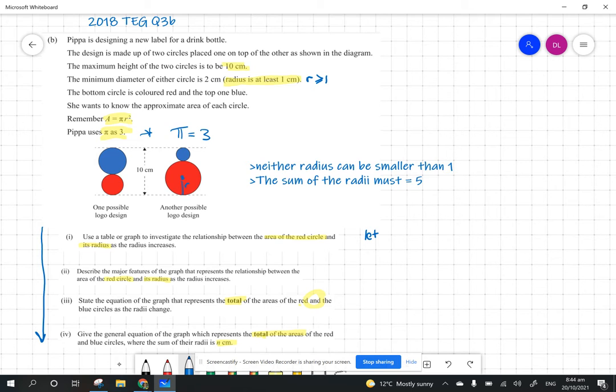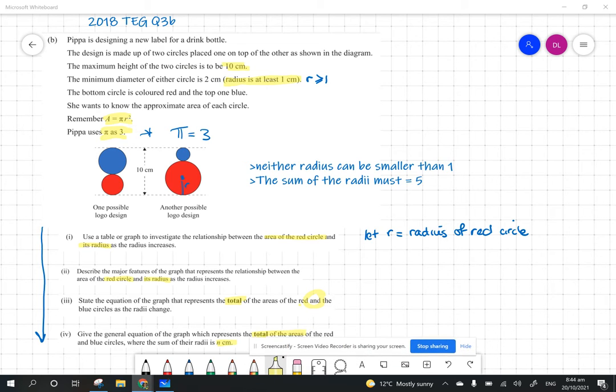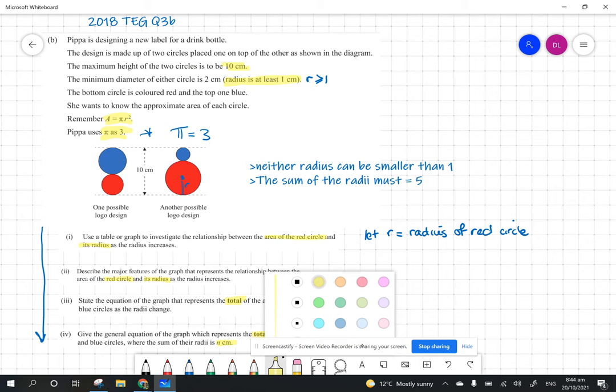So we'll let r equal the radius of the red circle. Don't define it as anything else because we don't need to. We're just talking about the red one in this case. All right, so we're going to do the area of the red circle. You're asked to use a table, equation, and a graph. So a table or graph to investigate the relationship between the area of the red circle and its radius.